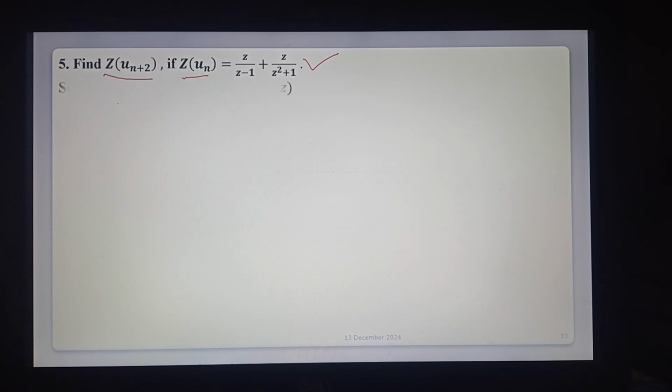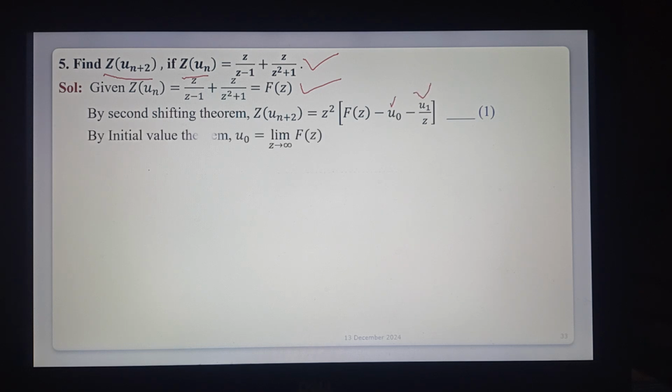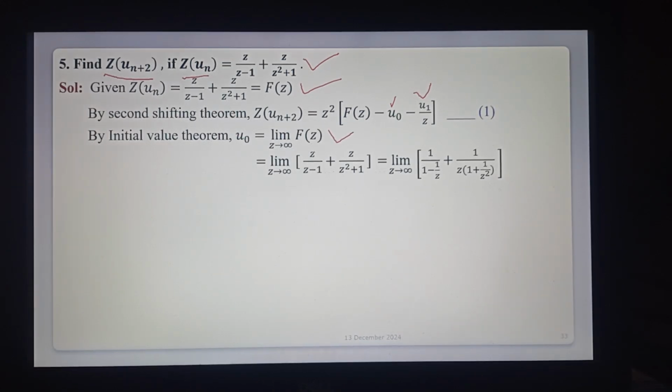So by using the second shifting theorem, z of un is f of z. So z of u(n+2) is equal to, by the formula, z square into f of z minus u0 minus u1 by z. Okay, now finding u0 and u1. So u0 is given by the initial value theorem: limit z tends to infinity f of z, which is limit z tends to infinity of z by z minus 1 plus z by z square plus 1.